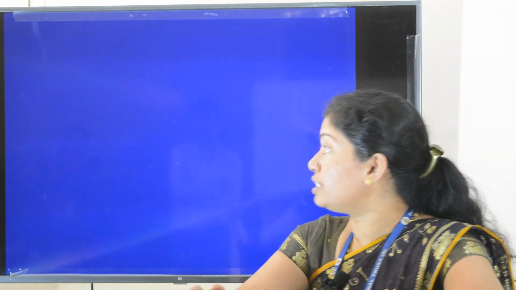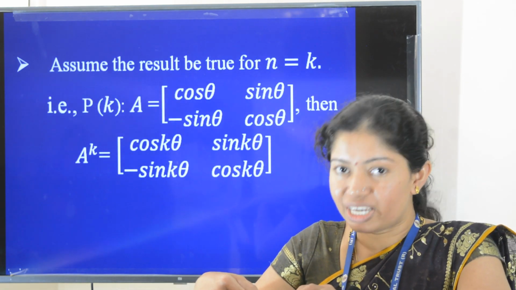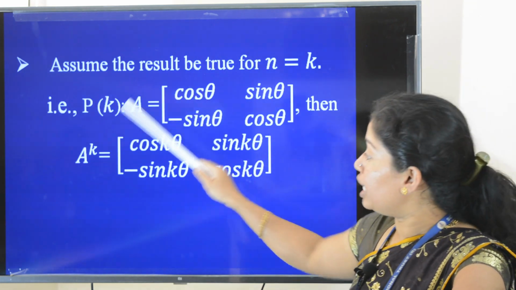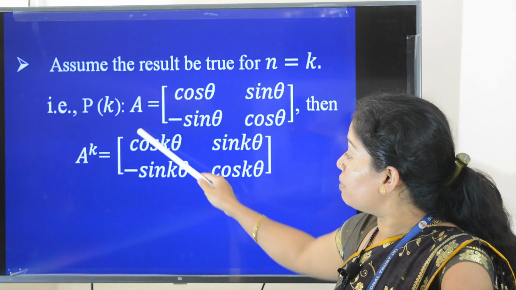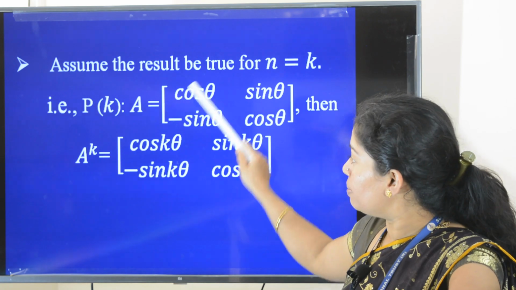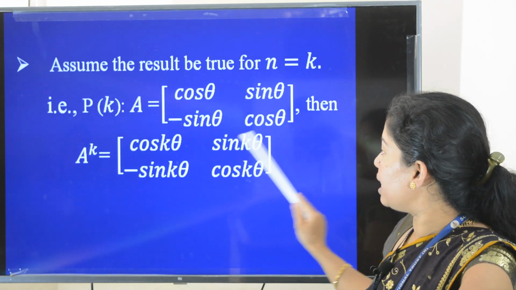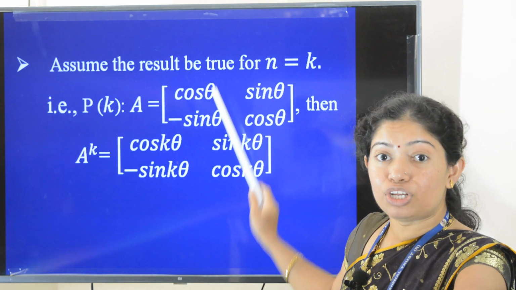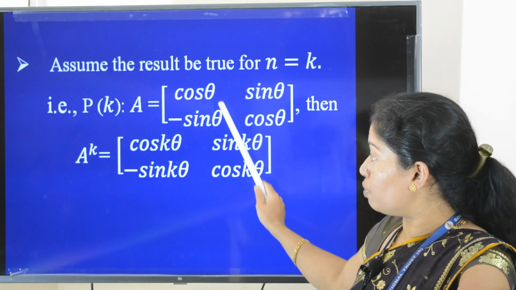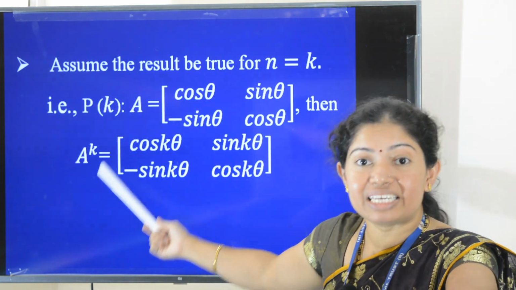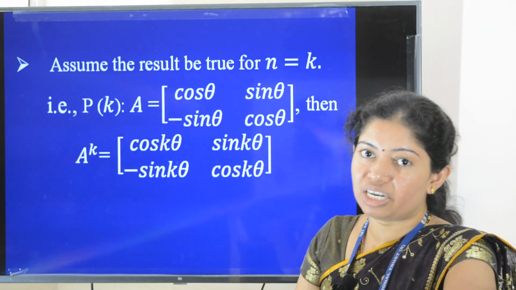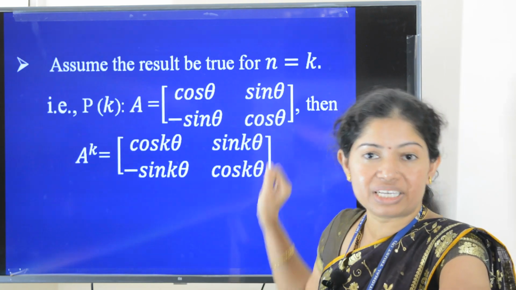Next, let us assume the result for n is equal to k. So if A is the given matrix, then A to the power k will be, what? You need to multiply all these angles by that k. So it will become cos k theta, sin k theta, minus sin k theta, cos k theta. We wrote this by the statement of the given problem. So if A is equal to this, then A to the power k will become, this power you need to multiply to the angles of the given trigonometric functions.